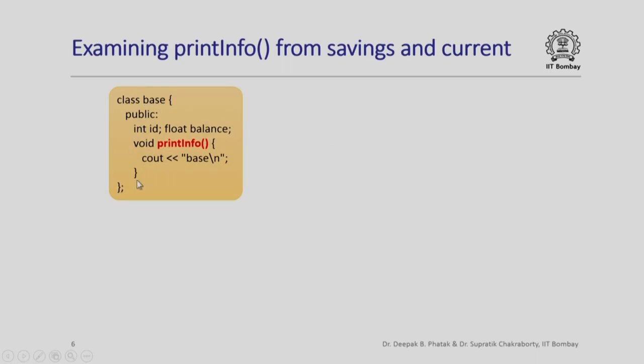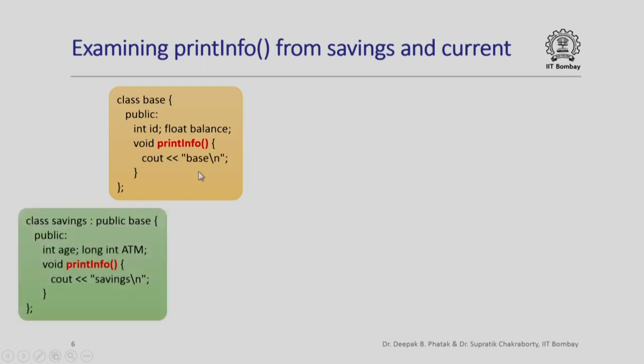Now let us also look at the printinfo function from the savings and current bank accounts that we had seen in an earlier lecture. So here was the base bank account class which had two data members, ID and balance, and let us say this was the method printinfo. It is a public method in the base class, and this just prints out base followed by a new line. Here is a derived class savings which has two additional data members called age and ATM, and this redefines printinfo such that it now prints out savings followed by the new line.